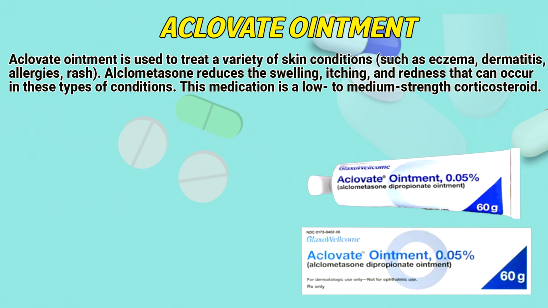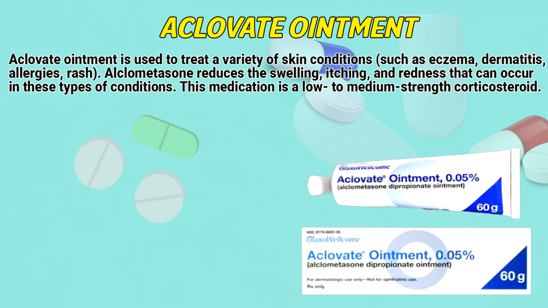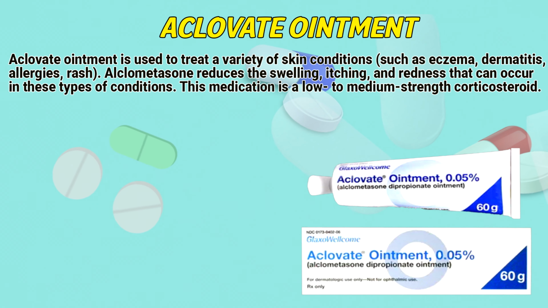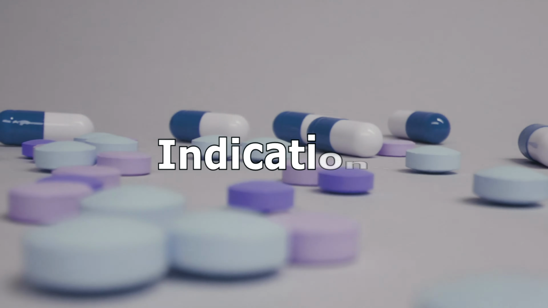Aclovate ointment is used to treat a variety of skin conditions such as eczema, dermatitis, allergies, and rash. Alclometasone reduces the swelling, itching, and redness that can occur in these types of conditions. This medication is classified as a medium-strength corticosteroid.